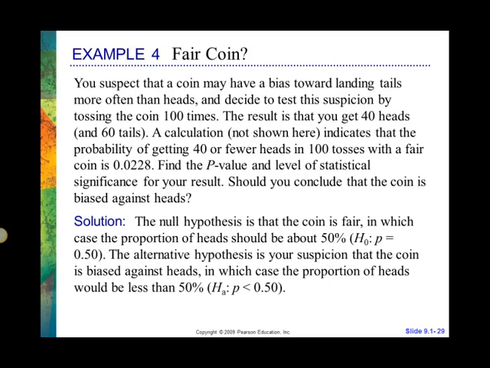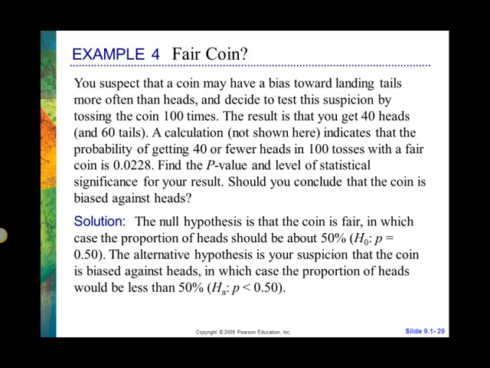Okay, so do we have a fair coin flip? And here they're saying, well, we flip a coin 100 times and we got 40 heads. And again, we do our calculations and we get a p-value of 0.0228. Well, can we say that that coin is fair or not? So a fair coin would be that the probability occurs 50% of the time. The alternative is here that we're saying that it is not fair. Okay, so we have fewer heads, so it's less than 50%.